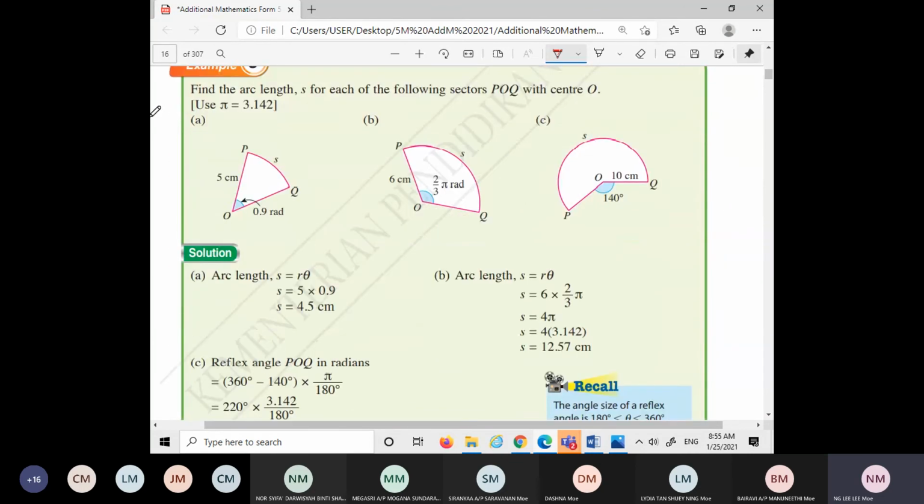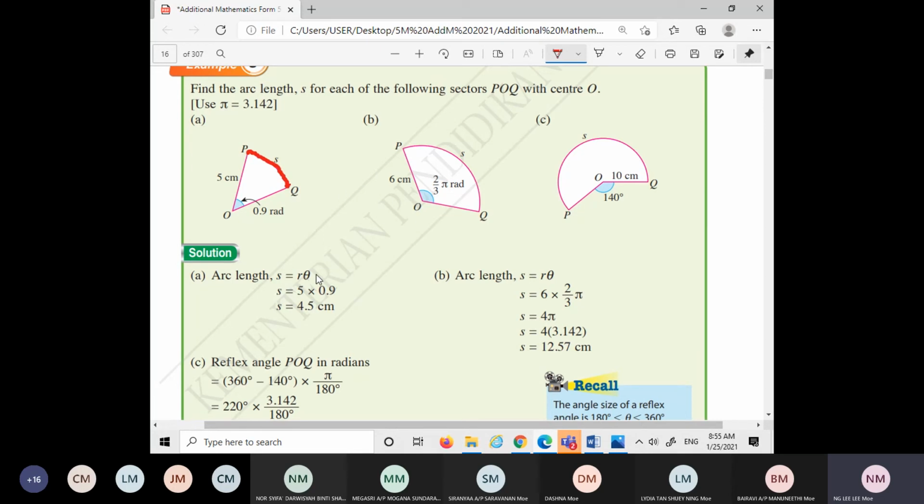Okay, look at this. Find the arc length S for each of the following sectors POQ with center O. They want the arc length, so they want this one here.